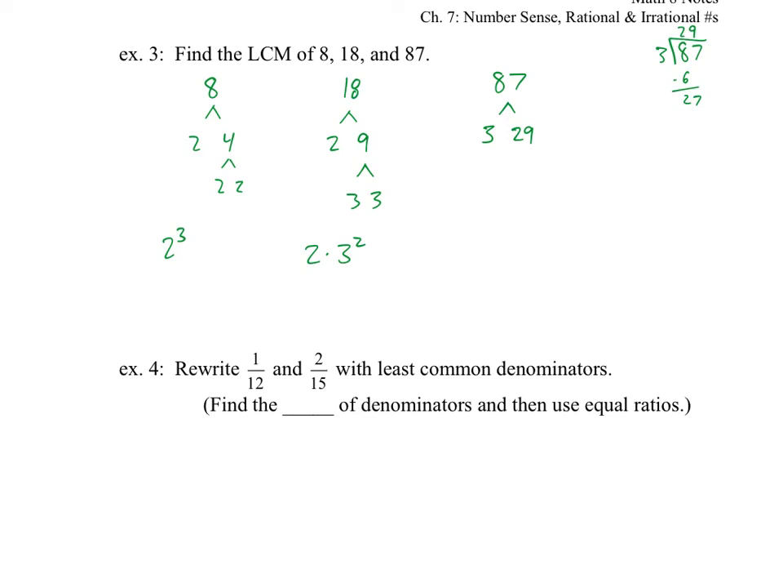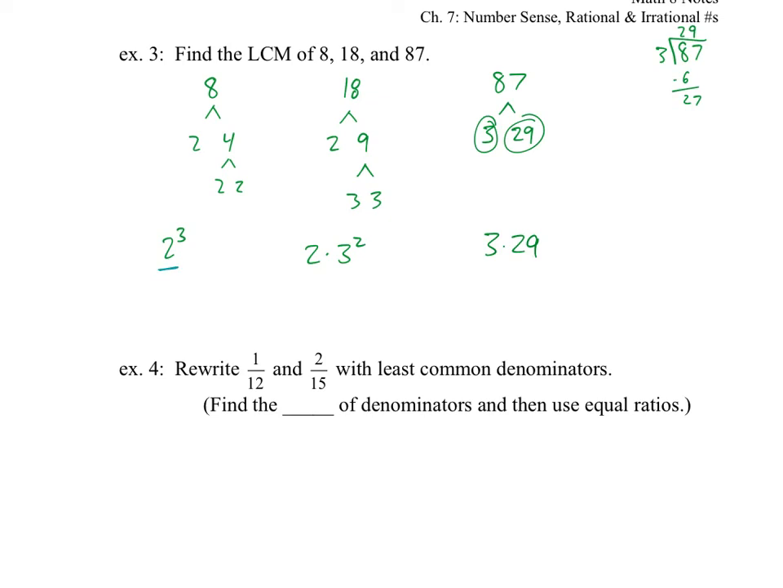And that should be prime. Can't divide by 2. 2 plus 9 is 11, so I can't divide by 3, which means I couldn't divide by 6. Can't divide by 4, because that'd be 28. Can't divide by 5. Can't divide by 7. Can't divide by 8. Can't divide by 9. Yep, so that must be a prime number. So we have 3 times 29.